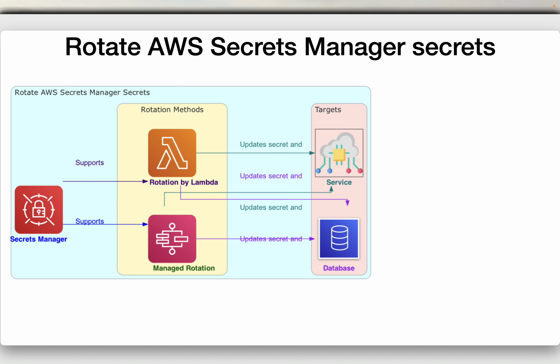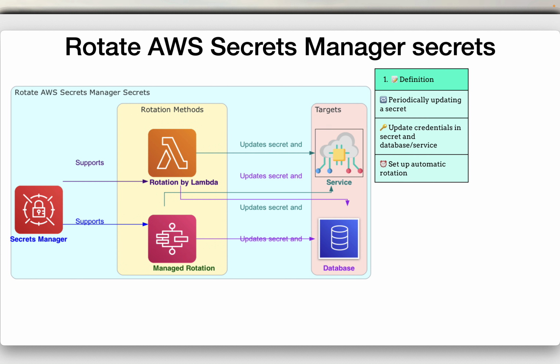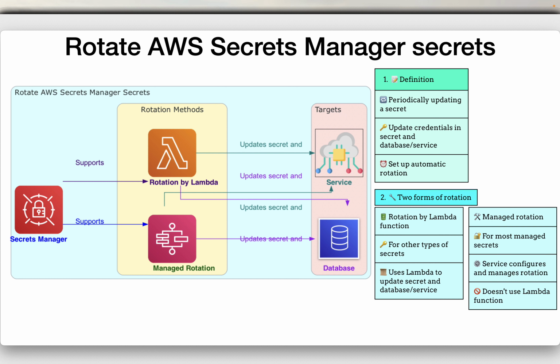Okay, next is rotating AWS Secrets Manager secrets. Rotation is the process of periodically updating a secret. When you rotate a secret, you update the credentials in both the secret and the database or service. In Secrets Manager, you can set up automatic rotation for your secrets, and there are two forms of rotation. The first one is managed rotation. For most managed secrets, you use managed rotation, where the service configures and manages rotation for you. Managed rotation does not use a Lambda function.